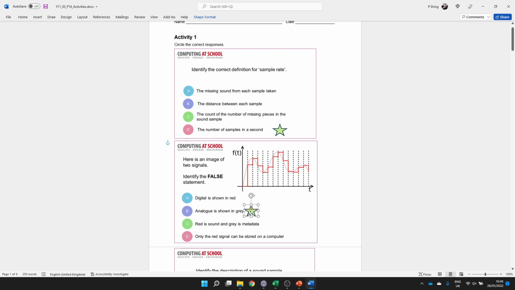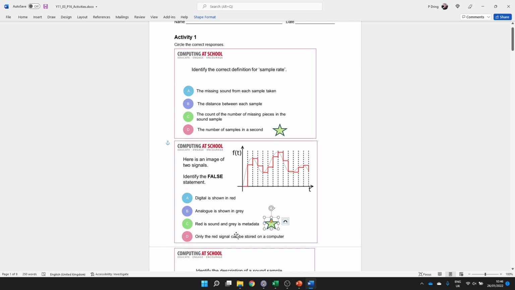So that's not false. Analog is shown in grey. Well, analog is shown in grey, so that's true, not false. Red is sound, and grey is metadata. Well, both of these are sound. It's just the red one is more noisy. The grey one is sound as well, so that's false, I think.